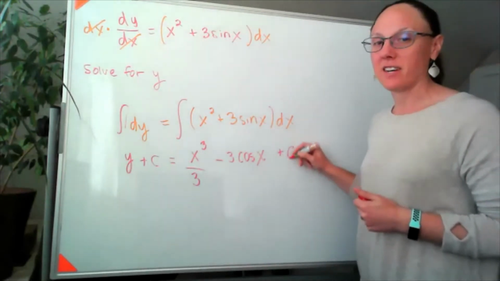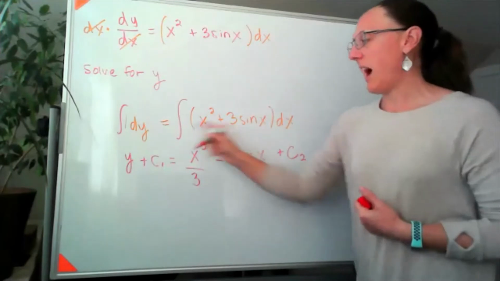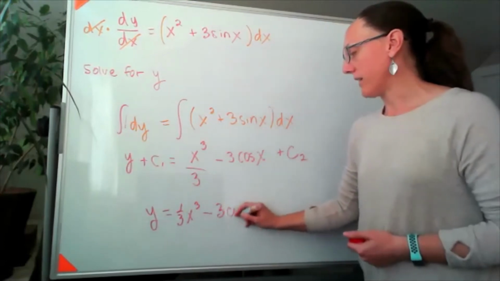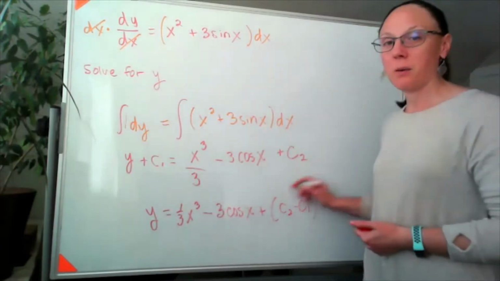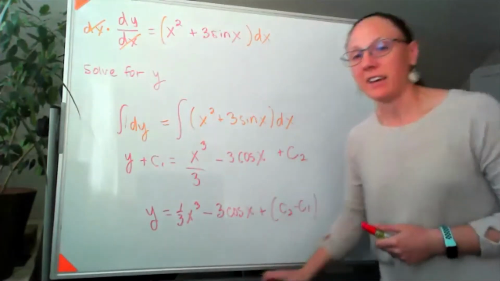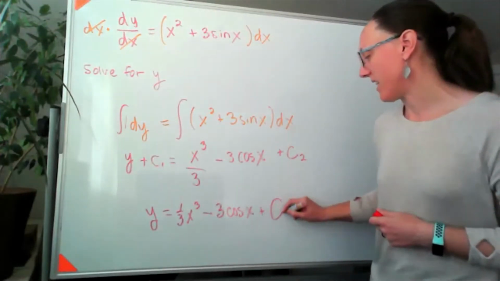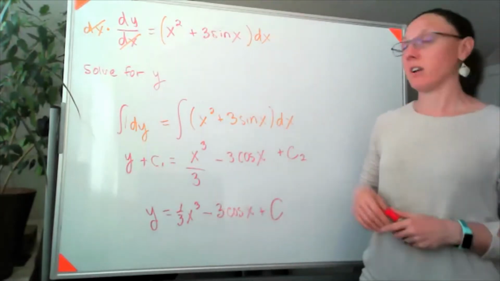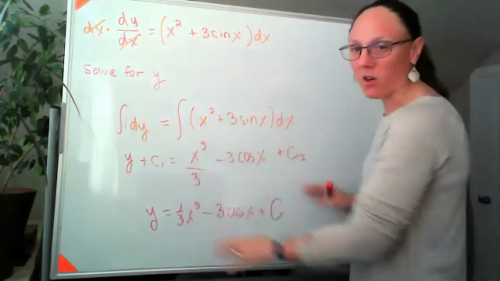And whatever this constant is, if I call those constant 1 and constant 2, I could rearrange this to say y is equal to 1/3 x cubed minus 3 cosine x plus c2 minus c1. But if c1 and c2 are just constants, then I can get rid of that whole thing and just call it a big C. So technically, that's what we've been doing for most of the quarter. We see this thing, we find an antiderivative, but in the background, we were secretly solving a differential equation.